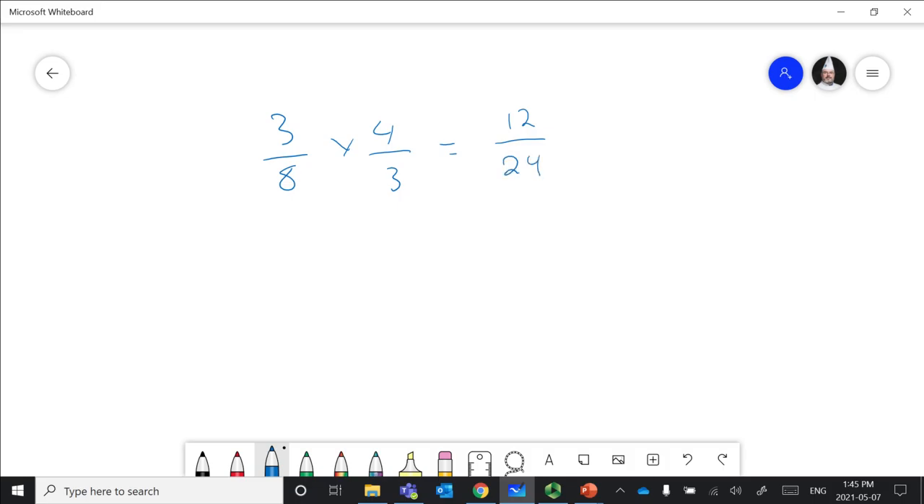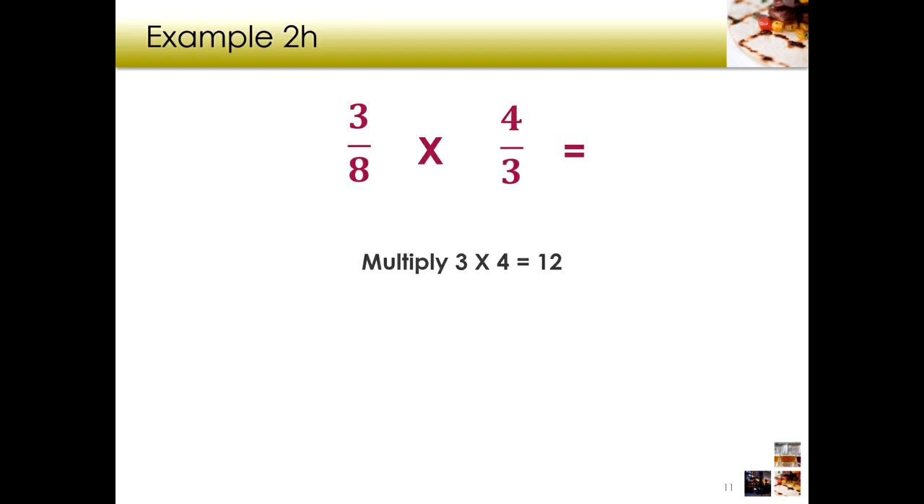And the 8 times the 3, we get 24, right? That's pretty much the easiest thing of doing fractions, is multiplying them. So we get 12/24. And yes, we'll get to reduction here in a second.